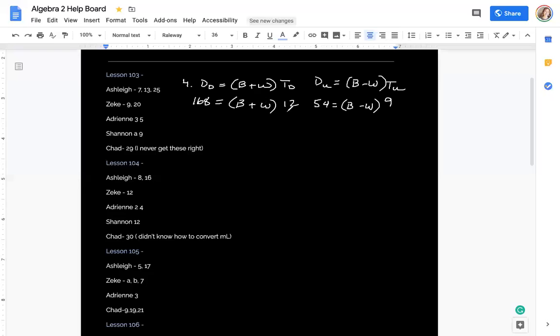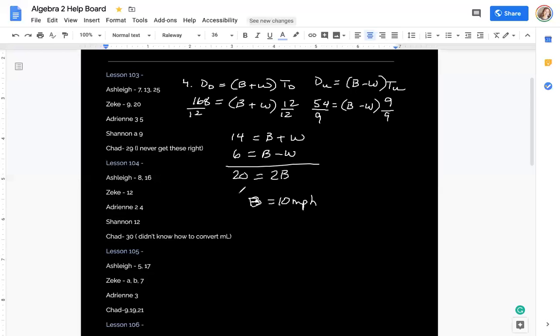One thing you can do, you can either distribute it through and then divide by 12, but this is all divisible by 12. So I'm going to divide this by 12. And we're going to get 14 equals, a little trick. If you can do that, look, this one works the same. We're going to divide it by 6. So 9, and it's going to be 6, right? So we're going to get 6 equals boat minus water. Look how nicely this works out. So we're going to get 20 equals 2 times b, and we're going to get b equals 10. b equals 10 miles per hour. Yay. Okay. Hope that helped you.